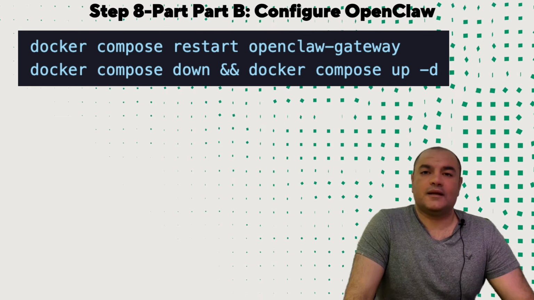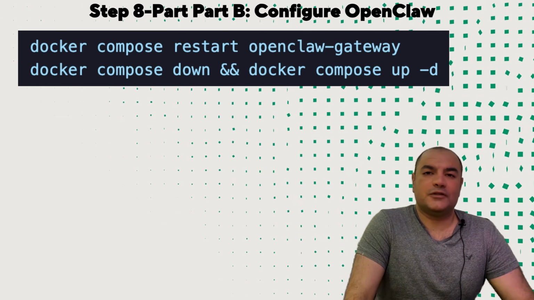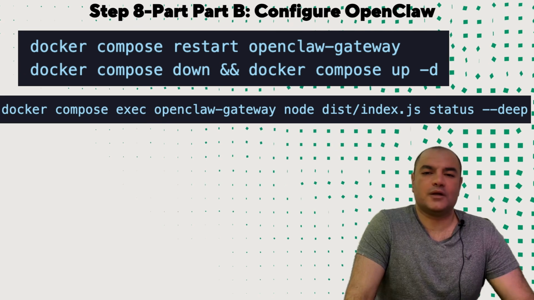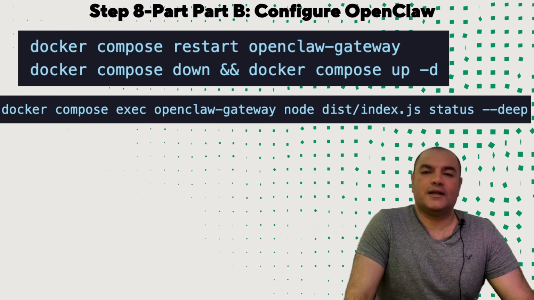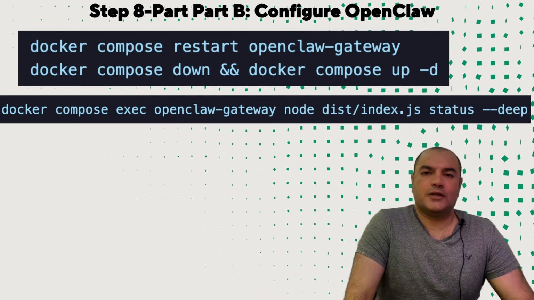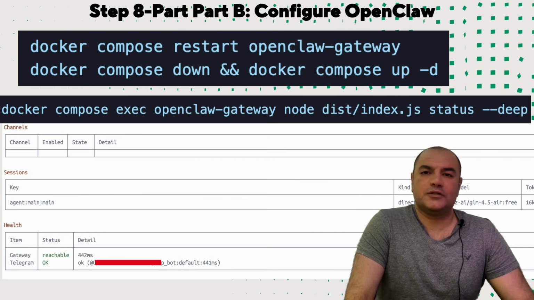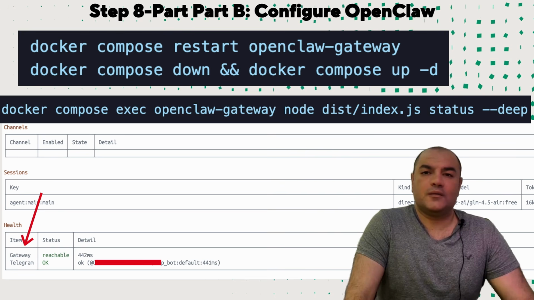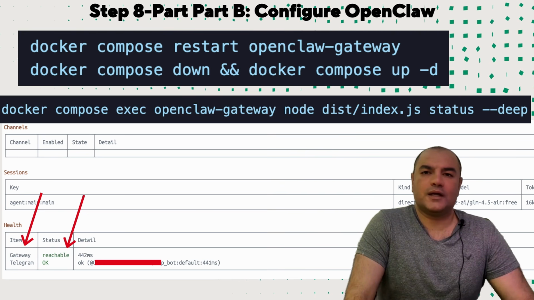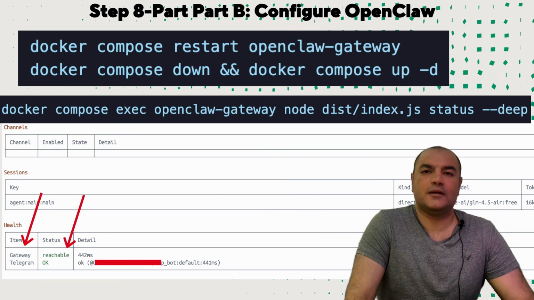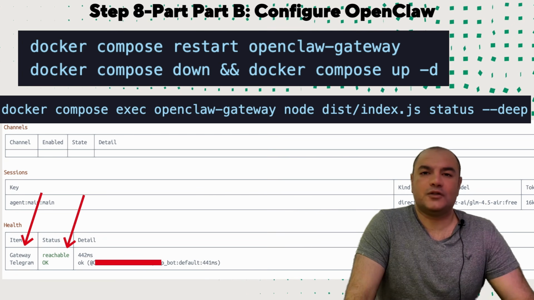Step 3. Now we need to see if Telegram is successfully registered as a gateway. Type this: docker-compose exec openclaw-gateway node dist/index.js status --deep. You should see Telegram listed under channels with status reachable, OK, or connected. If it says disabled or isn't listed, go back to step 1 and check your token.